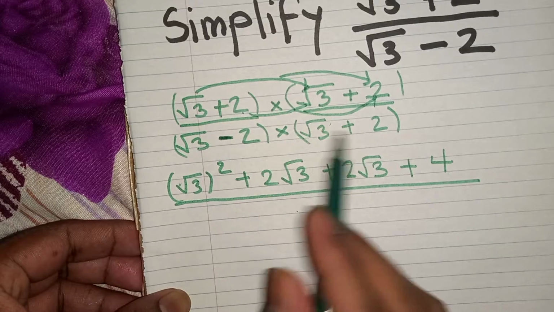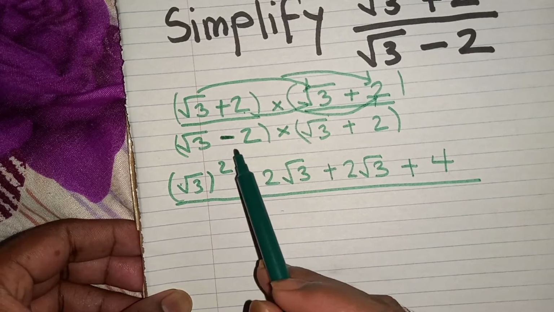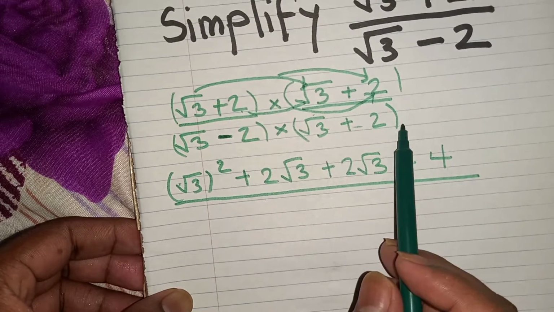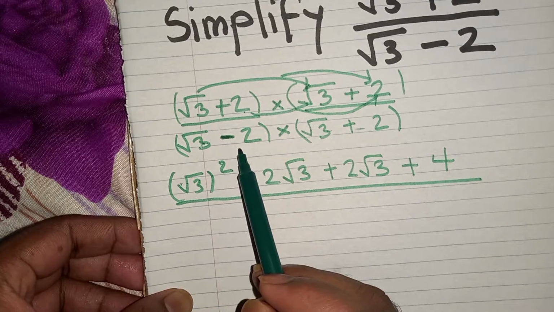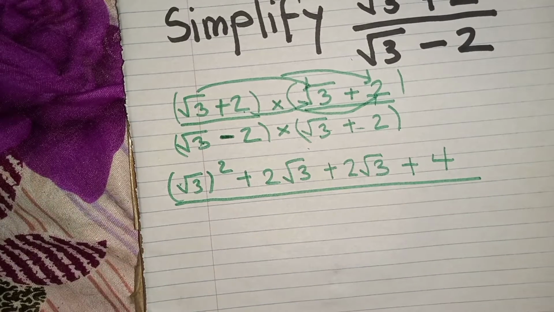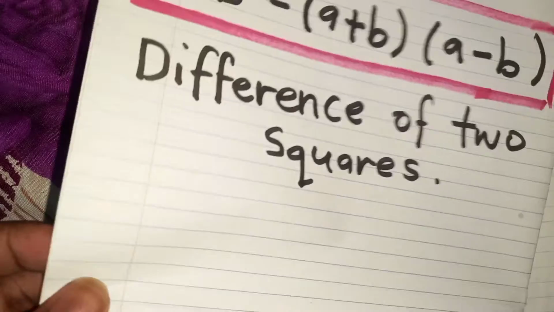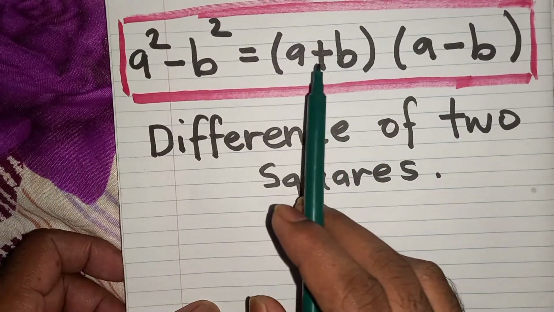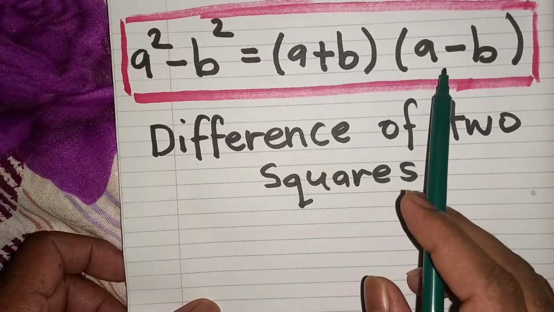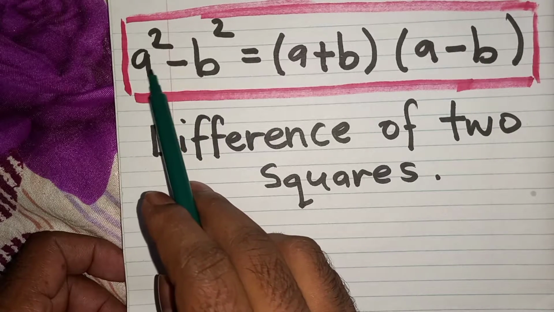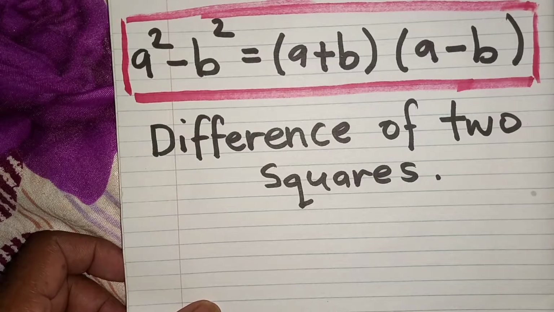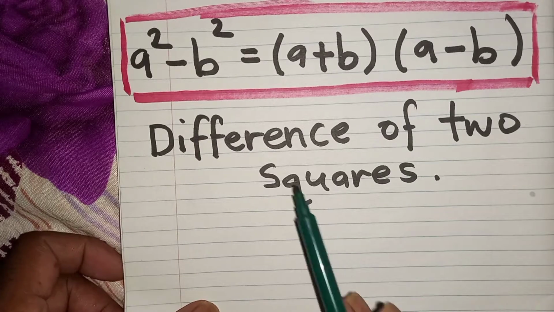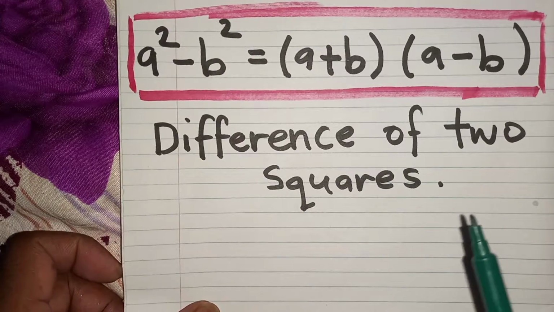Now we have to expand the denominator as well, but we can see here it is in the form of a plus b and a minus b, right? So here we are going to use the difference of two squares rule. When you have something written in the form of a plus b and a minus b, we can also say a squared minus b squared. This is called the difference of two squares, right?